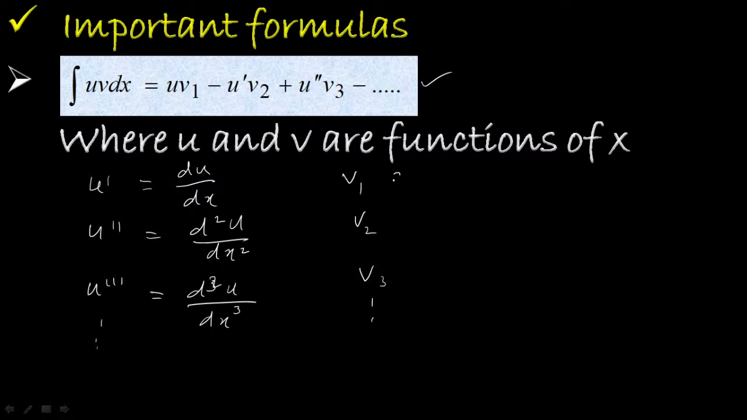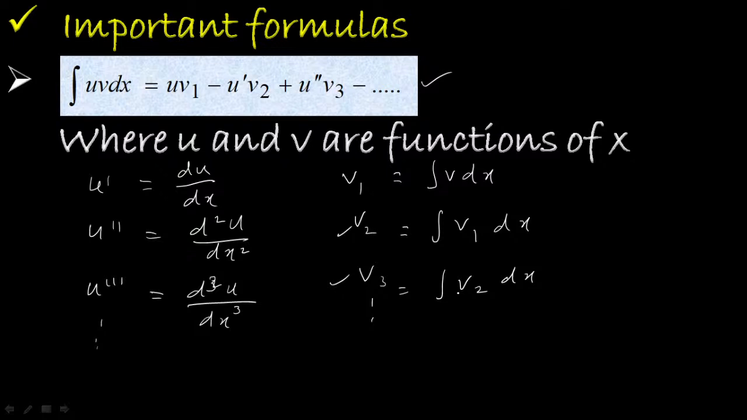These are successive integrals. So v1 is nothing but integral v dx, that is, one time you integrate with respect to x. Again, if you integrate v1 with respect to x, that is v2, which means you have to integrate v twice with respect to x. And v3 is integral v2 dx, that means you integrate v2 once again with respect to x, so v3 means you integrate 3 times with respect to x etc. So u dash, u double dash, triple dash etc. are successive derivatives, whereas v1, v2 and v3 are successive integrals.